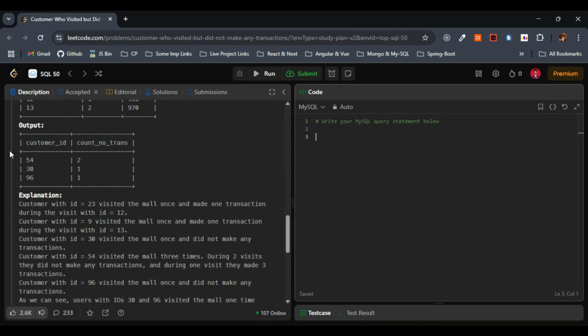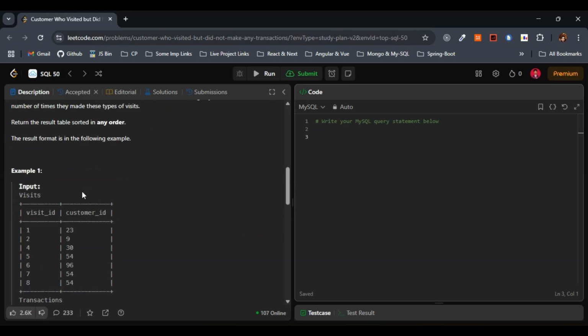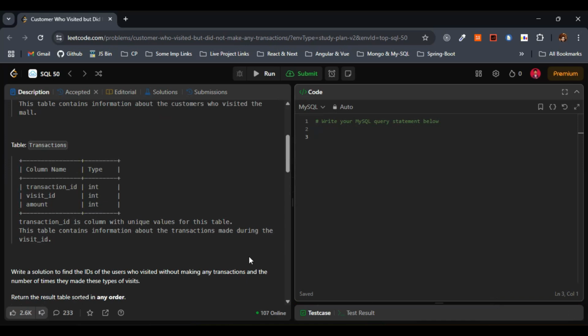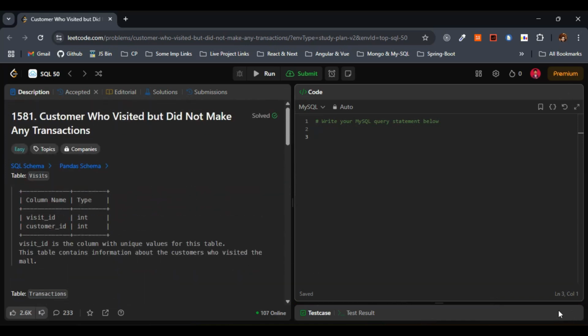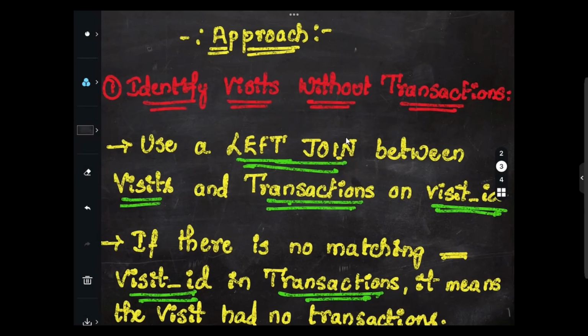So initially let's discuss the approach, then let's write the query, right? So now let's discuss the approach first. Here let's discuss the approach step by step. First step here is we have to identify visits without transaction. That's what they have asked in the question as well, right?